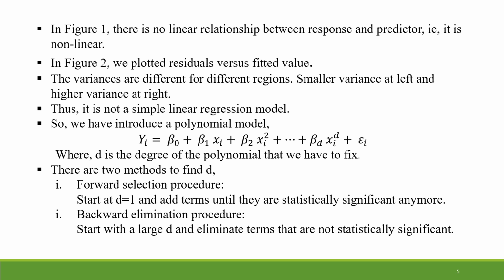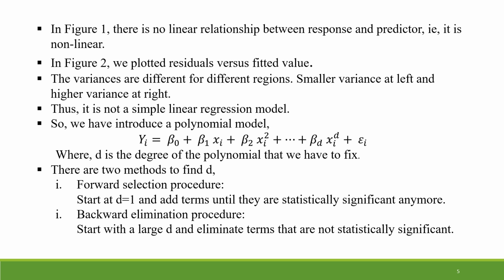So, for evaluating the exact model, we have to add polynomial terms to it. That is, we have to change our model to yi equal to beta naught plus beta 1 xi plus beta 2 xi square plus etc. plus beta d xi raised to d plus epsilon i, where d is the degree of the polynomial that we have to fix. Now, we have to choose d.